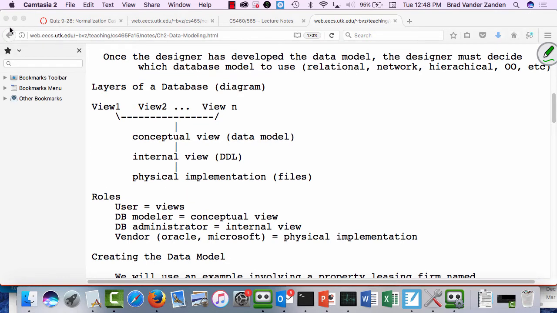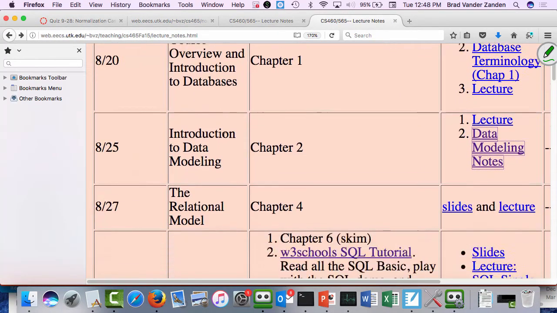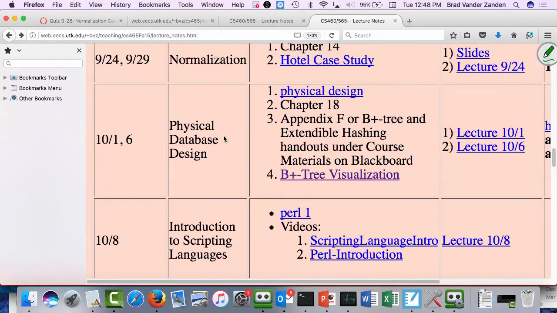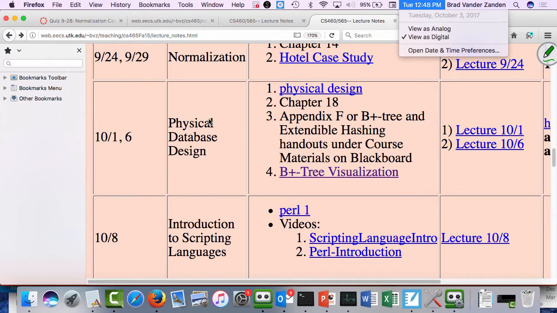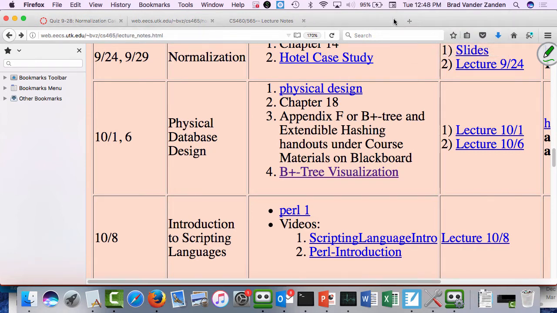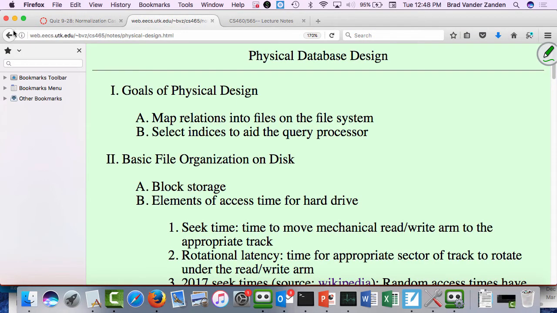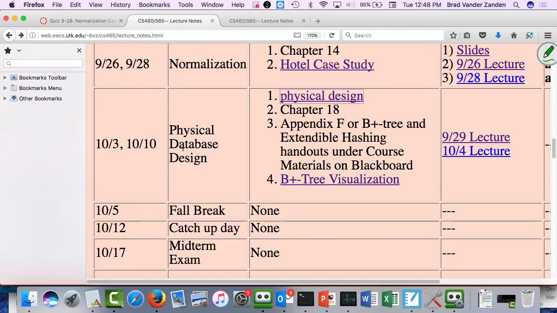Now, just to also give you an idea of things. So where we are is that we are, this was wrong because today is the, whoops, it's the wrong semester. Okay, so where we are is right here with physical database design. You can see that in 2 weeks we'll have a midterm exam. And you'll see that after next Tuesday, we have this catch-up day.